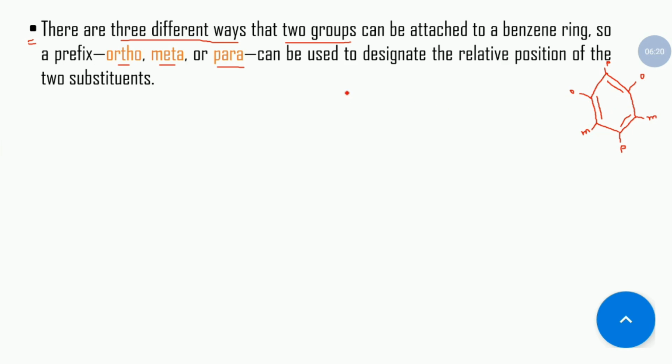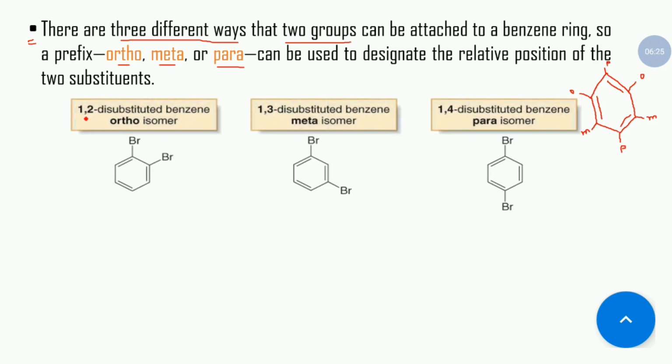Now for example, here you can find that 2 substituents are there. The substituents are similar, both are bromine. In bromine you write the bromo group. So here is our benzene. The position is 1 comma 2, that is ortho position. The second example is 1 comma 3. So here is 1, 2 and 3.